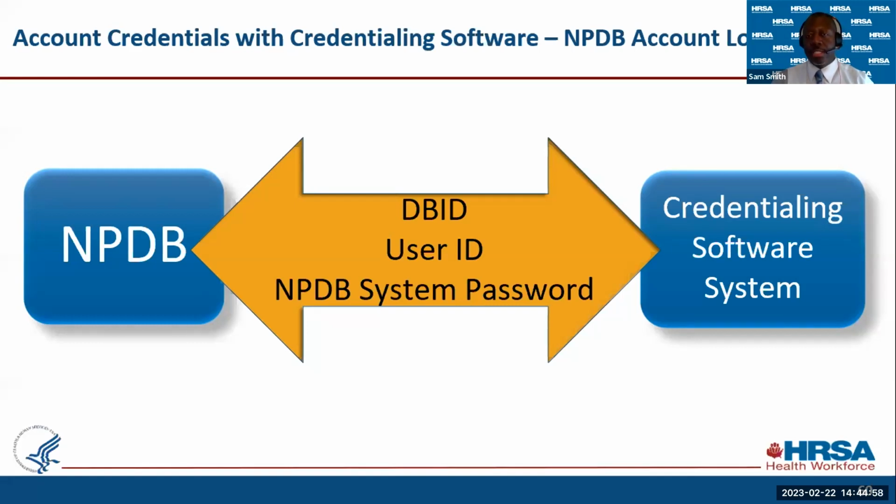If you've recently changed your NPDB password, you must also update that NPDB password in your credentialing software. Otherwise, invalid login attempts will be created and your account will lock. Once that happens, you will need to reset your password and ensure that password is updated in your software system. If you are using the one-time password sent to your mobile phone, that password should not be used as the password set in your credentialing system. It should be the system password for that user account, which will need to be changed every 55 days and again set in your software.